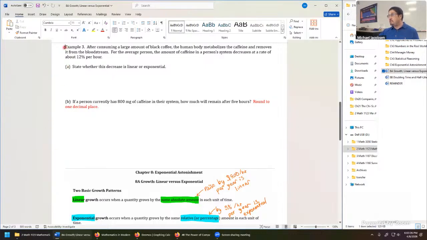Well, that takes us to example number 3. It says, after consuming a large amount of black coffee, the human body metabolizes the caffeine and removes it from the bloodstream. And the rate at which this is metabolized depends on the person, but if we're talking about the average person, then the metabolizing rate of caffeine will have the person's system decrease the amount of caffeine at a rate of 12% per hour. So based off this information, what would you all say for this one? Does this look like exponential growth or does this look like linear growth?